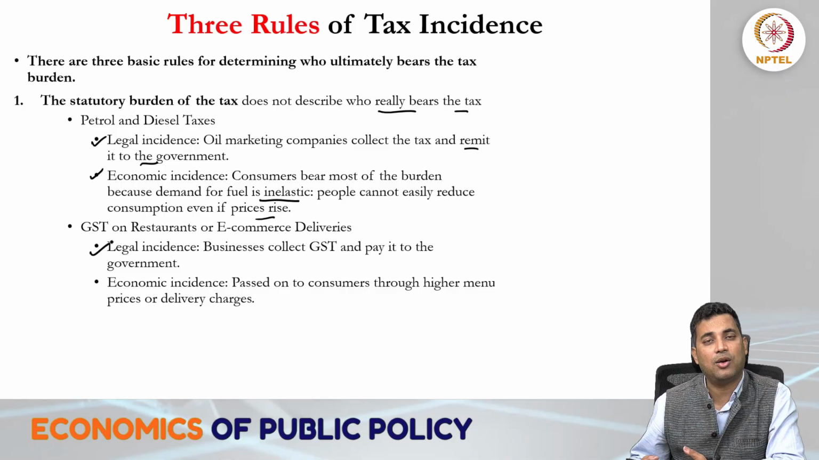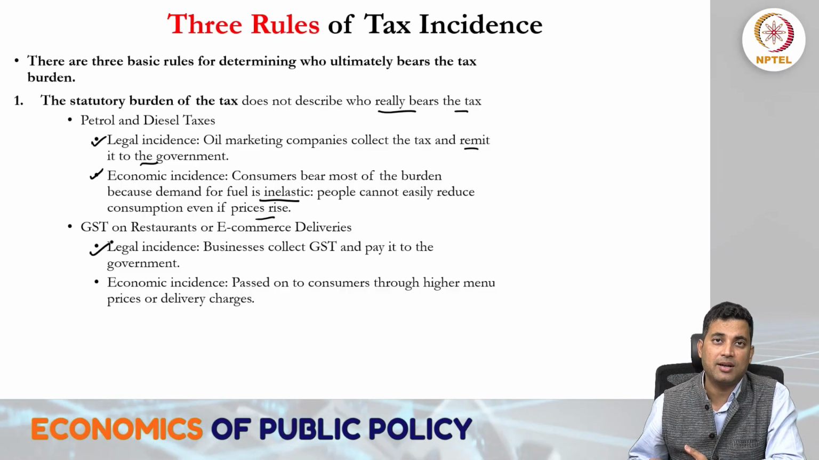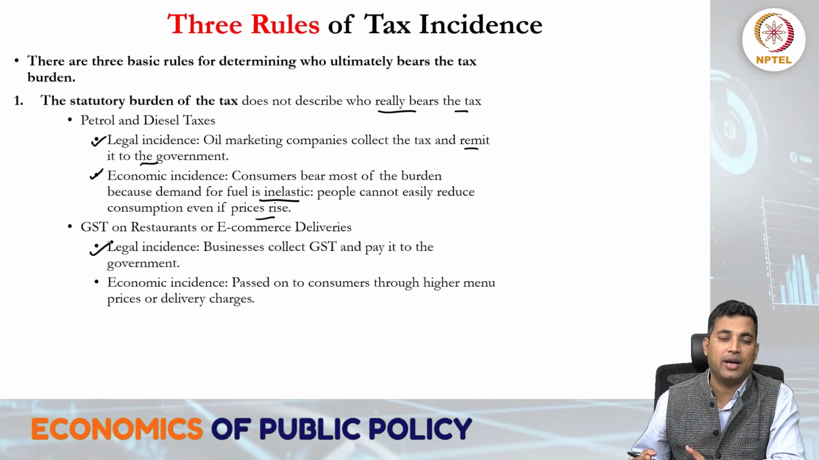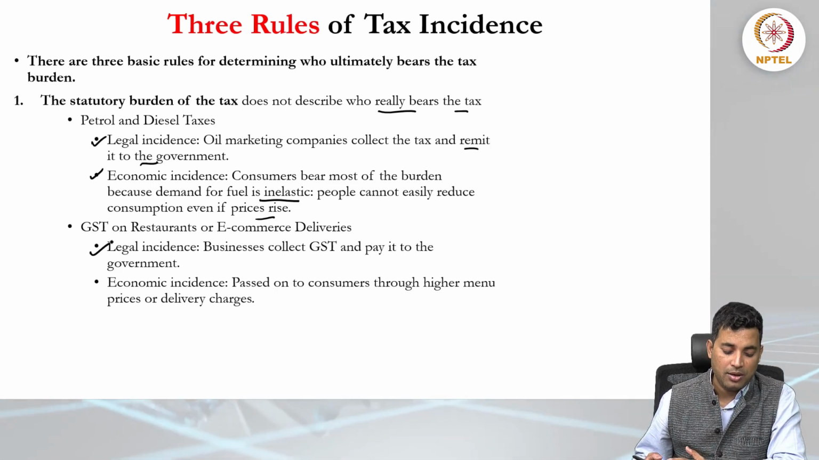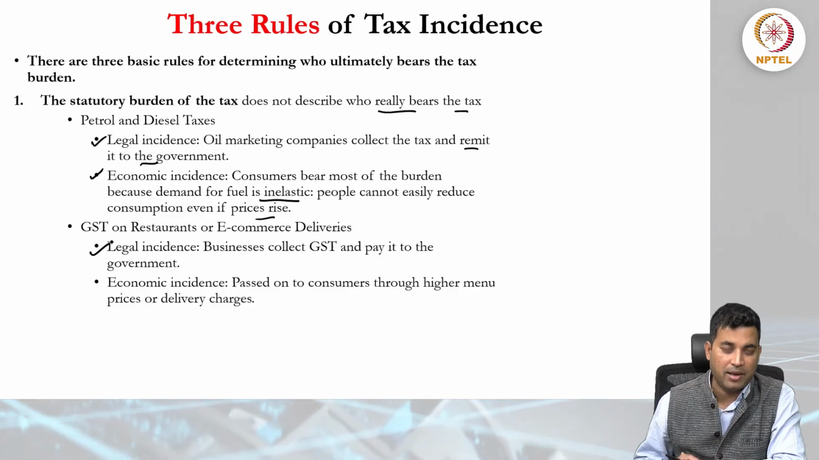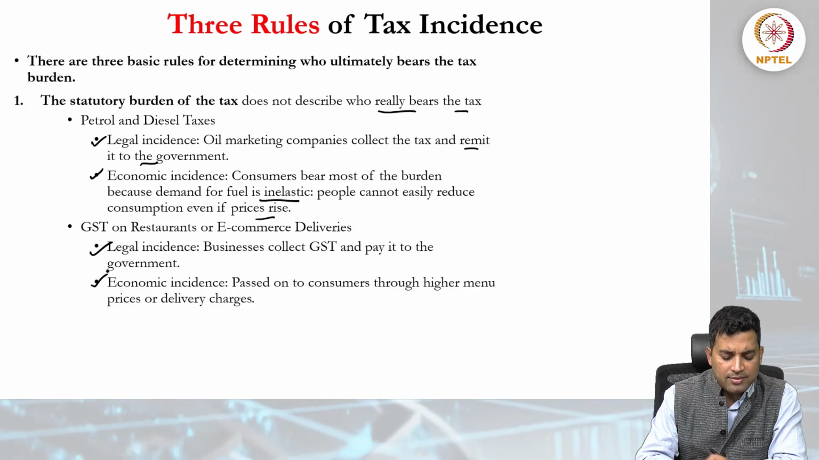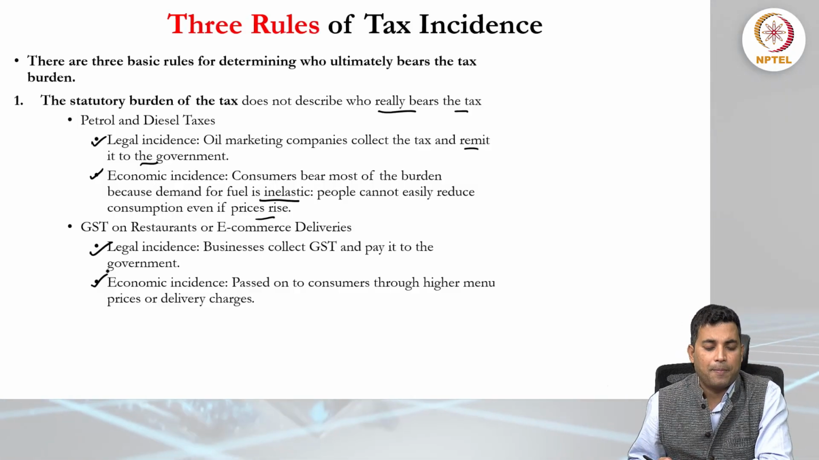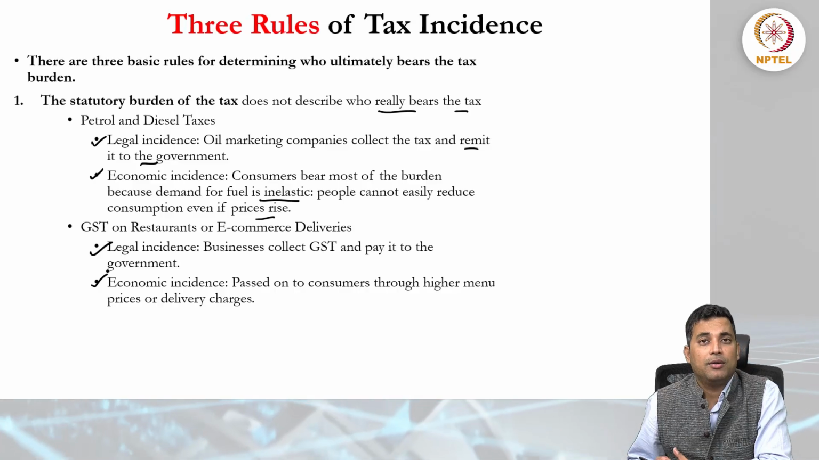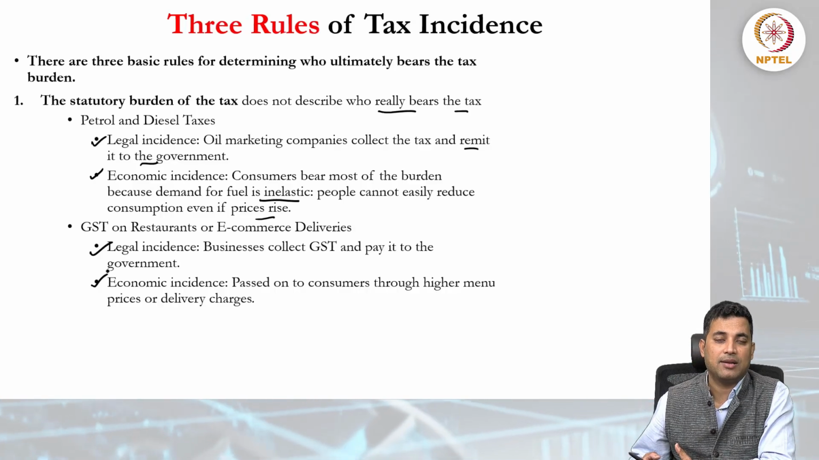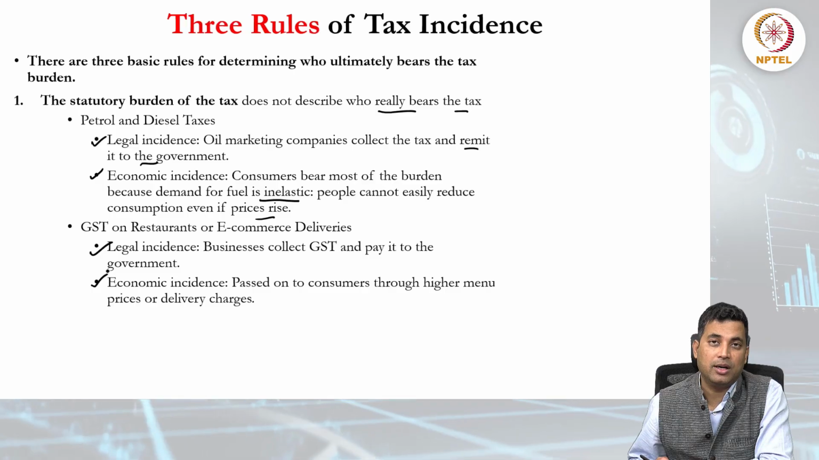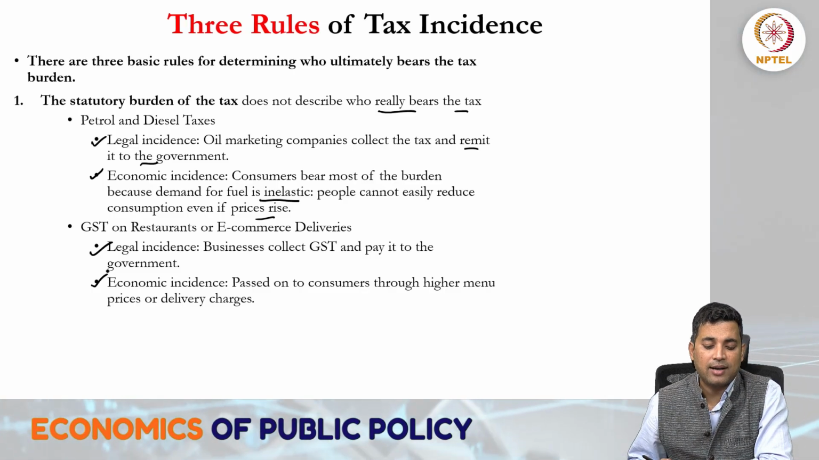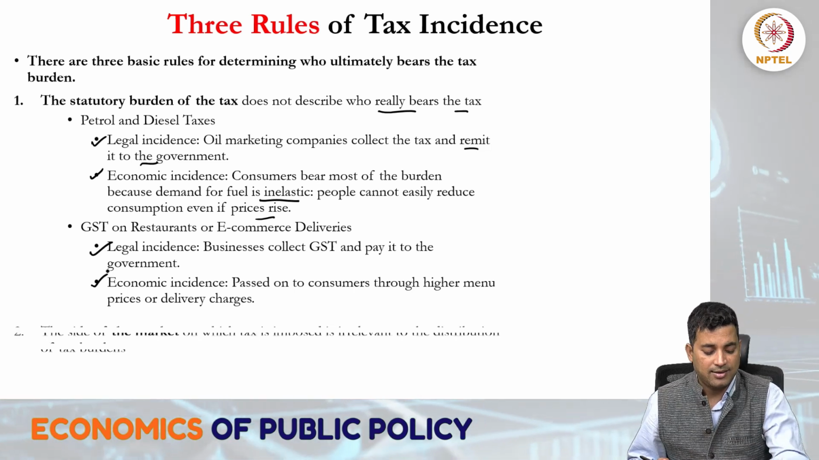So in this context, the legal incidence we can understand from organizational and financial effects, not so much from behavioral effects, because here organizations like Ola and Uber are deciding how to collect the taxes through GST and then pay the check to the government. And economic incidence here is passed on to consumers through higher menu prices, for example in the case of restaurants, or delivery charges, which directly impact the earnings of delivery boys or Ola and Uber drivers. So tax incidence can also be discussed here.